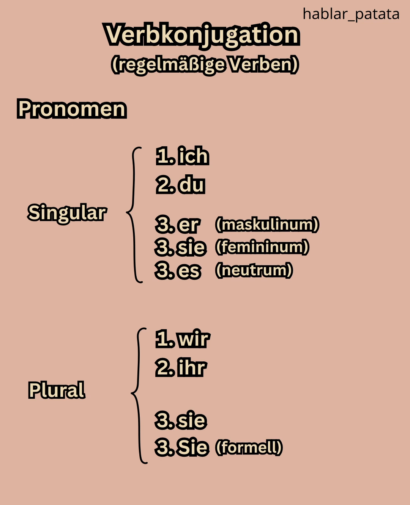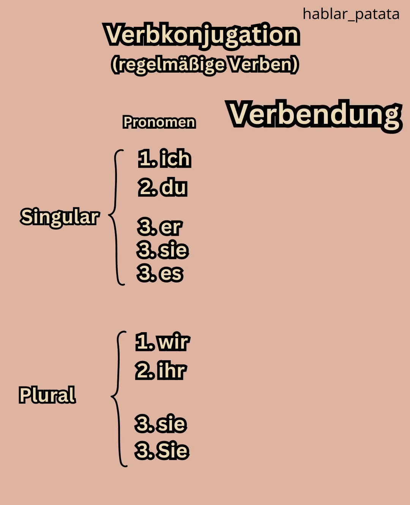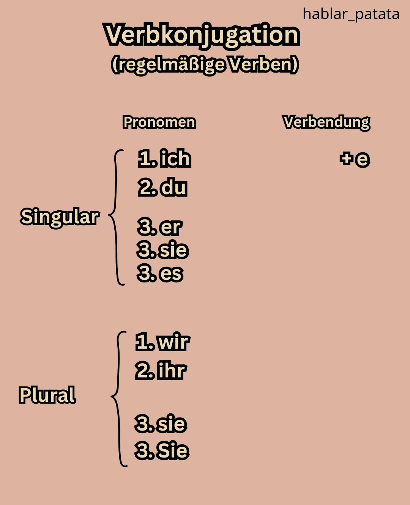Now, how do we conjugate the verbs? In German, the ending of the verb changes depending on the pronoun. Let's call this for now Verbendung, the ending of the verb. For the first person singular, we will add the ending e. For the second person singular, we will add st. And for the third person singular, we will add just t.